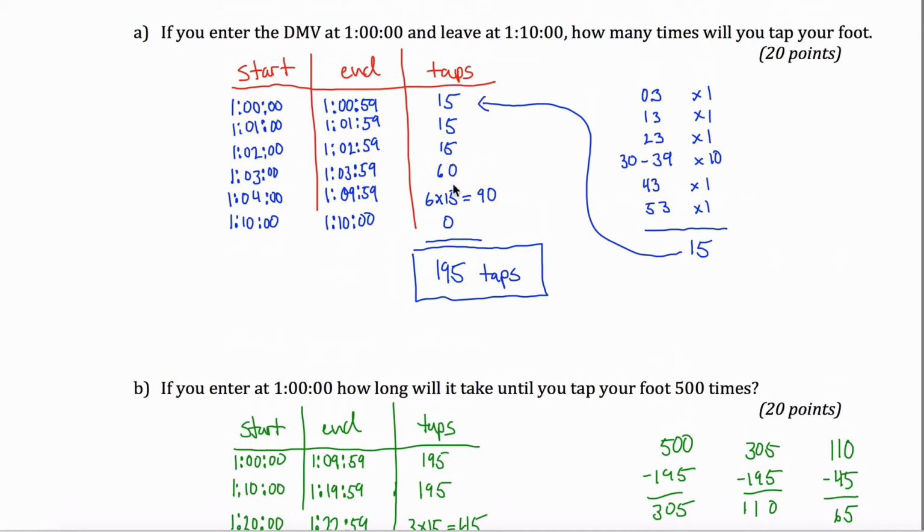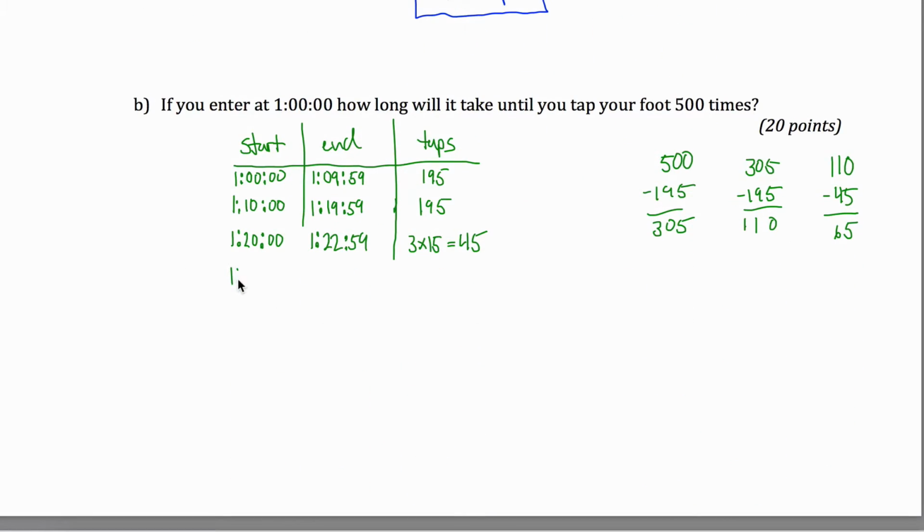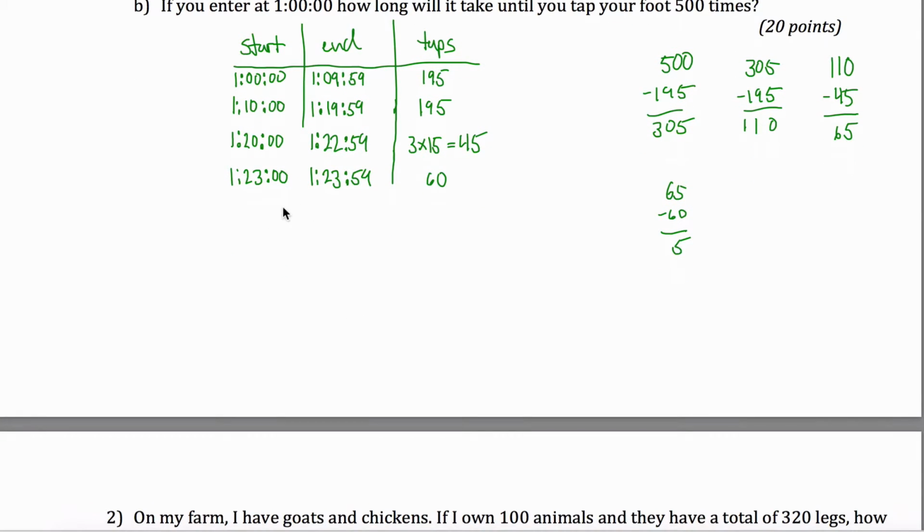I'm currently right here. I could get 60 more by doing the next minute. So I can go from 1:23:00 all the way up to 1:23:59 and get another 60. So I got 65 minus 60, which leaves me with just 5 more. So when will I see my next 5? Well, let's see, I guess 1:24:03.